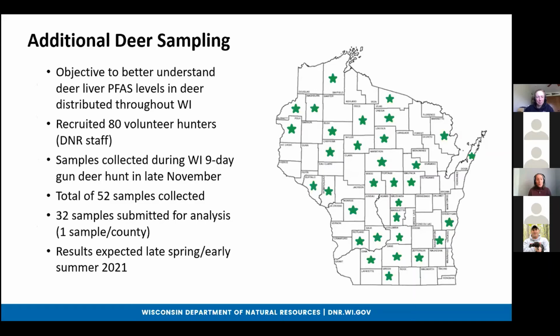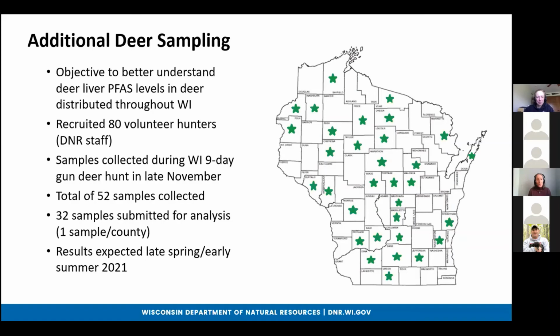So we recruited 80 volunteer hunters, which were all Wisconsin DNR staff. Samples were collected during our 9-day gun deer hunt, which occurs in late November. We collected a total of 52 samples, and we submitted 32 samples for analysis. We had some duplicates, but at this point, we submitted 1 sample per county. And we expect those results in a few months.